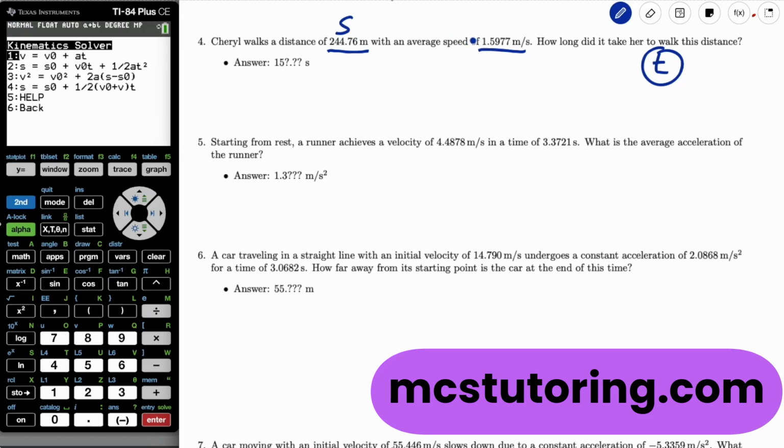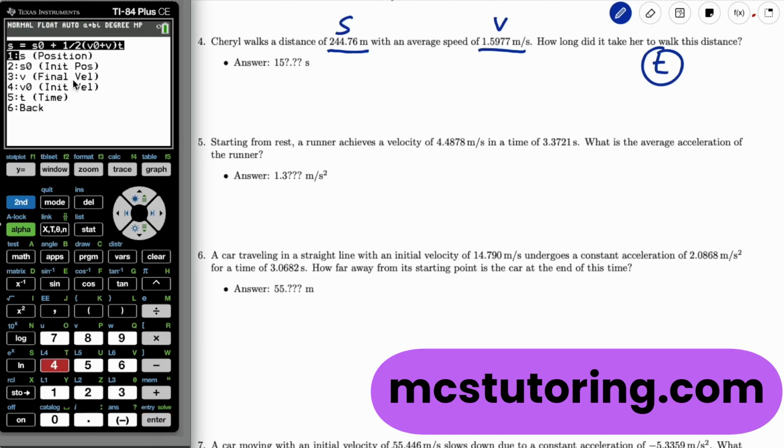And then average speed, I know I don't want to get in an argument with physics people, speed and velocity are interchangeable to most human beings. So we're going to use that. Anytime we're looking for s and there's no acceleration because it's a constant speed, we assume, we're not going to be using option 2. We're going to use option 4: s equals s sub 0 plus 1/2 (v0 plus v) times t.